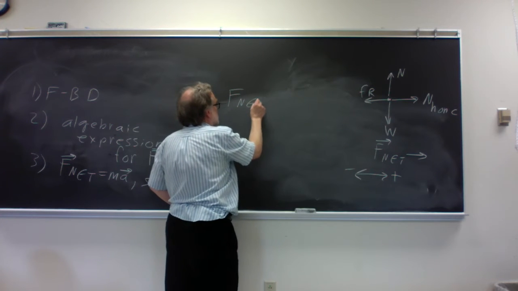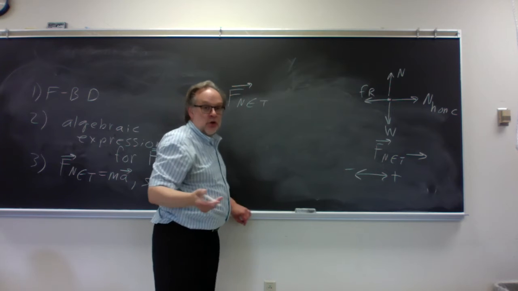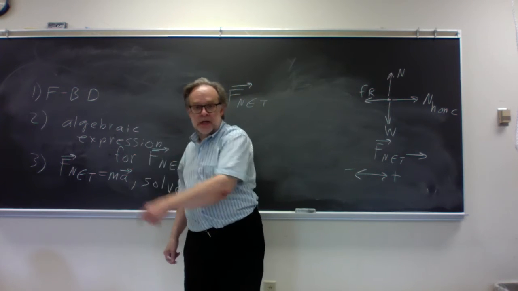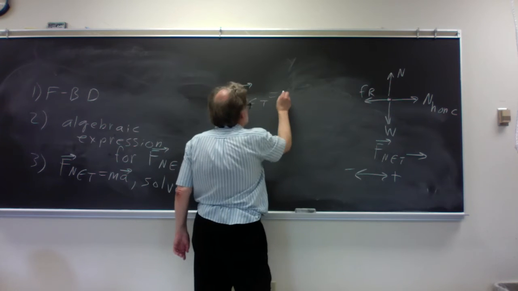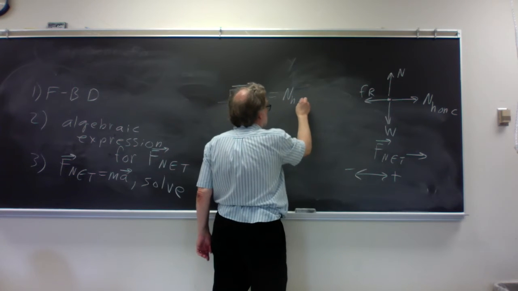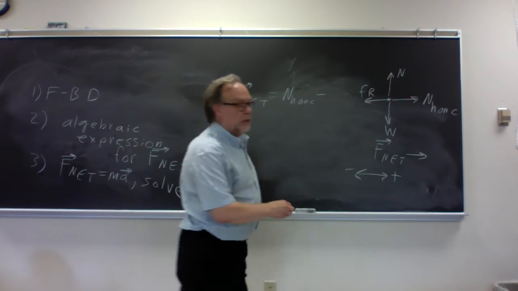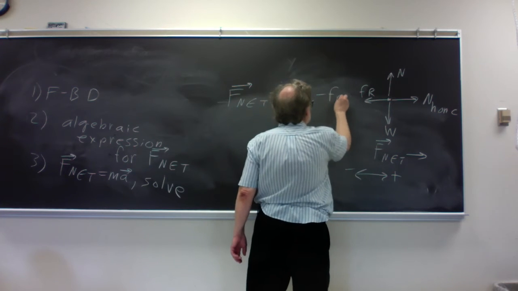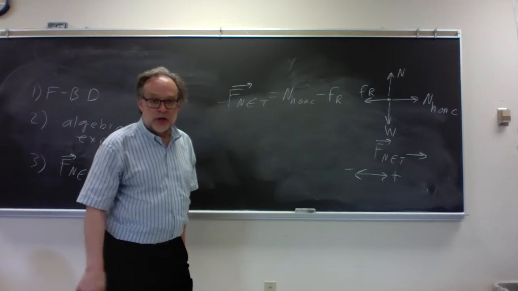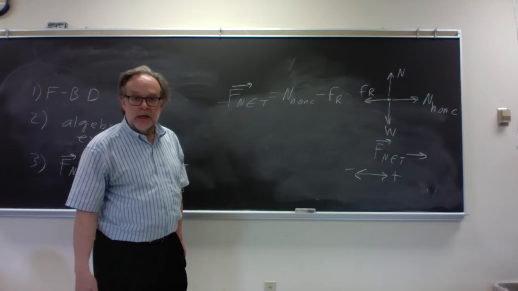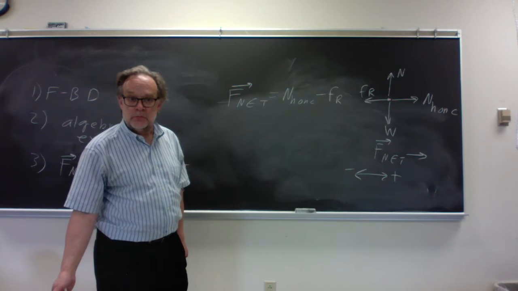But this net force then is just all the force in the positive direction minus all the force in the negative direction. The normal force from my hand on the crate is the force in the positive direction, minus the rolling friction force, which is the force in the negative direction. And being a net force, it's equal to mass times acceleration.